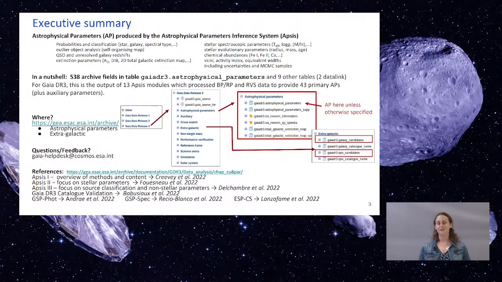Now, if you cannot find the answer to your question, don't hesitate to send your question afterwards to the Gaia helpdesk at cosmos.esa.int, and they will forward us your request. Also, we would be interested in getting feedback from you. So when you have used the archive, if you have anything to let us know that we can improve for Gaia DR4, we'd be happy to hear it.